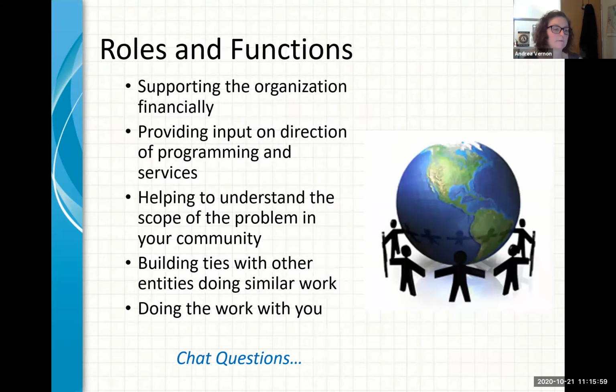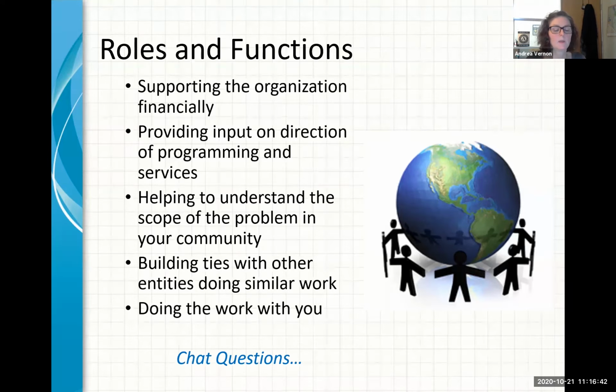Some common functions, of course, are that they would support the organization financially by providing grants, contracts, connections to contracts sometimes, donations, paying fees for service to the organization, if it's clients or people that you're serving. They can provide input and direction on the programming of services based on their base of knowledge and their connections in the particular issue area that your organization is concentrated around serving. They can help you understand the scope of the problem in your community and help build ties with other entities that might be doing similar work to help you maximize the impact of the programs and services that you're offering.